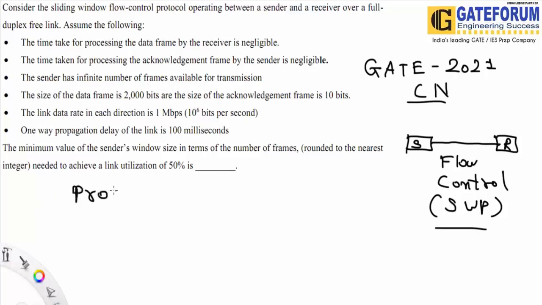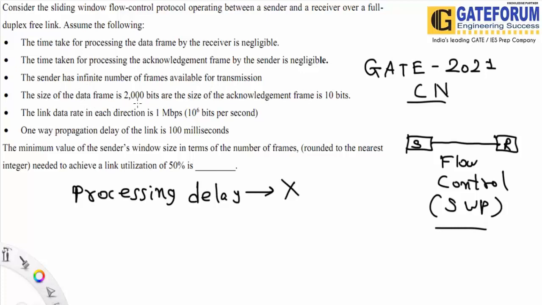So here the processing delay is not taken into consideration. The sender has an infinite number of frames available for transmission, so there are a lot of frames you can take into consideration.